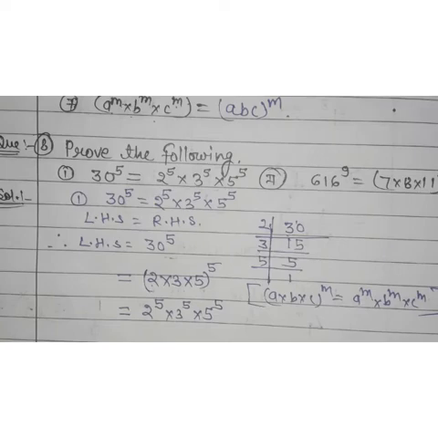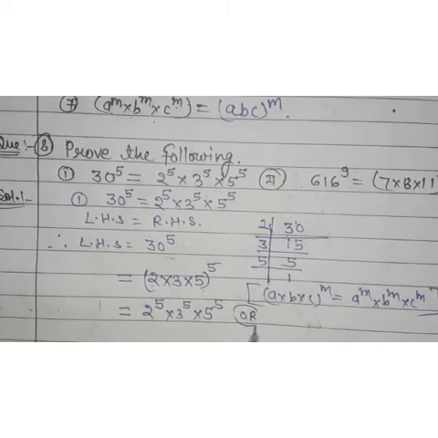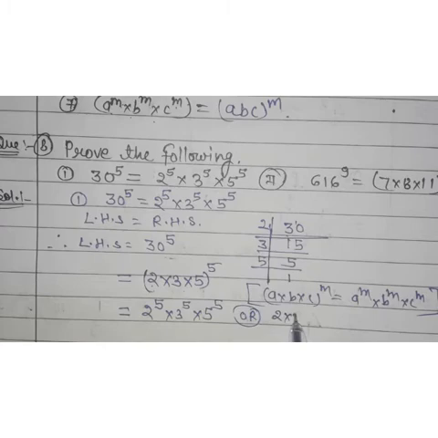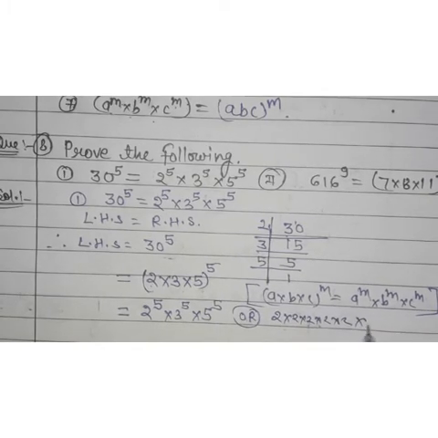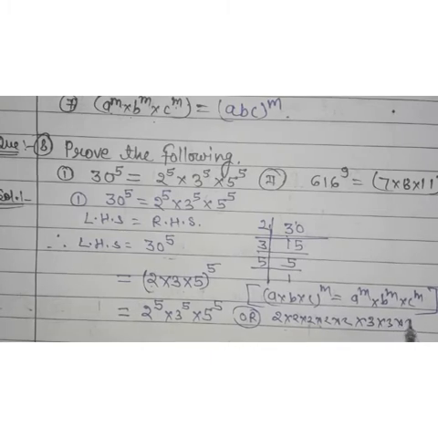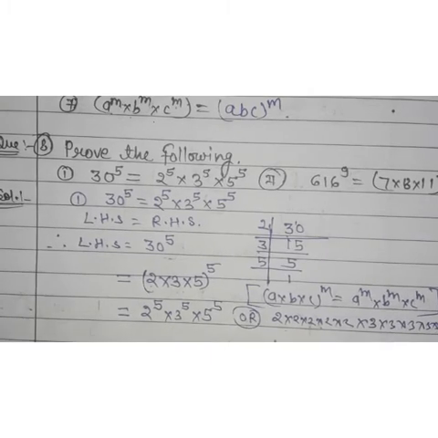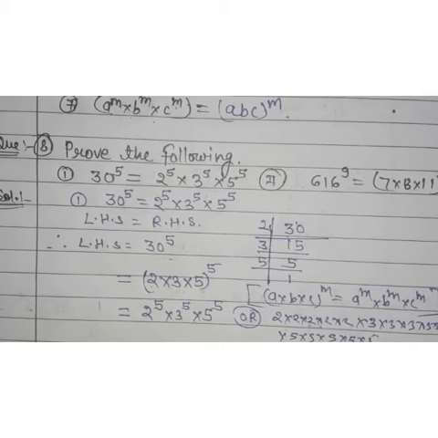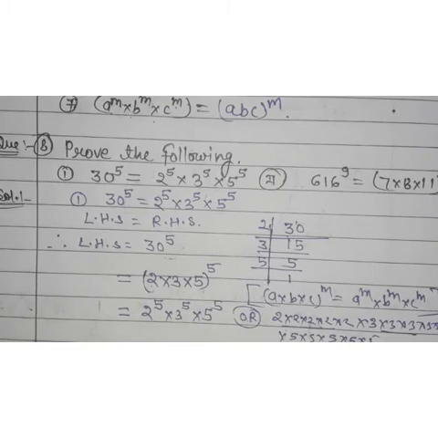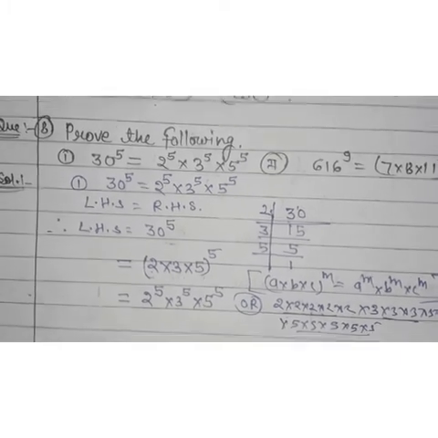Directly write. Otherwise this is 2 multiplied 5 times, 3 multiplied 5 times, then 5 multiplied 5 times, this is also one way. Or if you want, you can write 2 into 2 into 2 into 2 into 2, 5 times, into 3 into 3 into 3 into 3 into 3, 5 times, into 5 into 5 into 5 into 5 into 5, this one is 5 times.